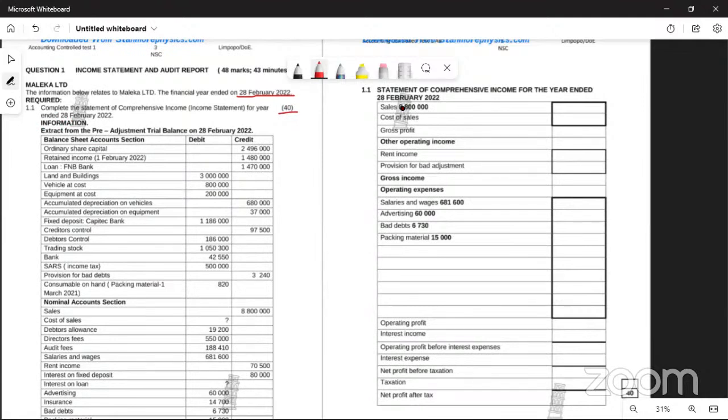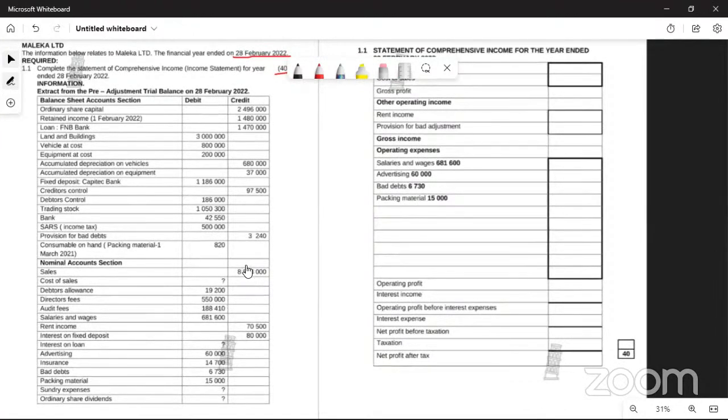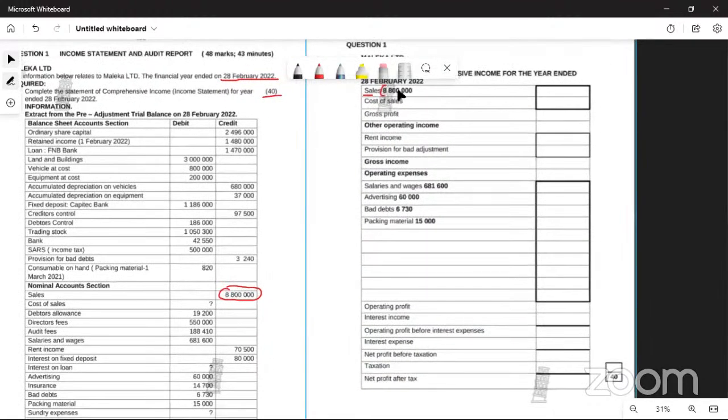Now you know when you are going to do an income statement, you start with your sales. Okay, starting with our sales. They have already given us sales from the pre-adjustment. The only thing we need to do is to check those sales from the pre-adjustment, which is 8,800,000. You take those sales, you open the brackets on your income statement, you first put the figure from the pre-adjustment.